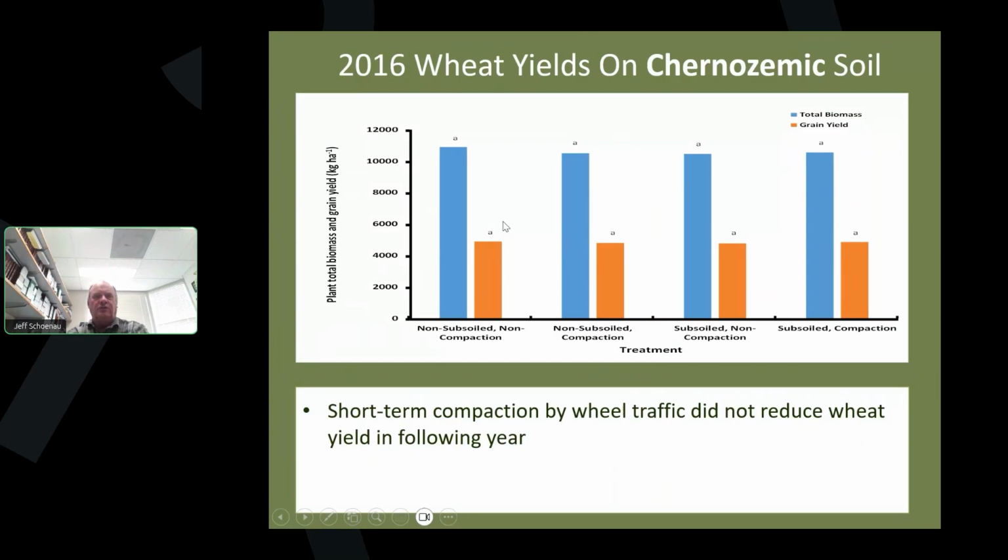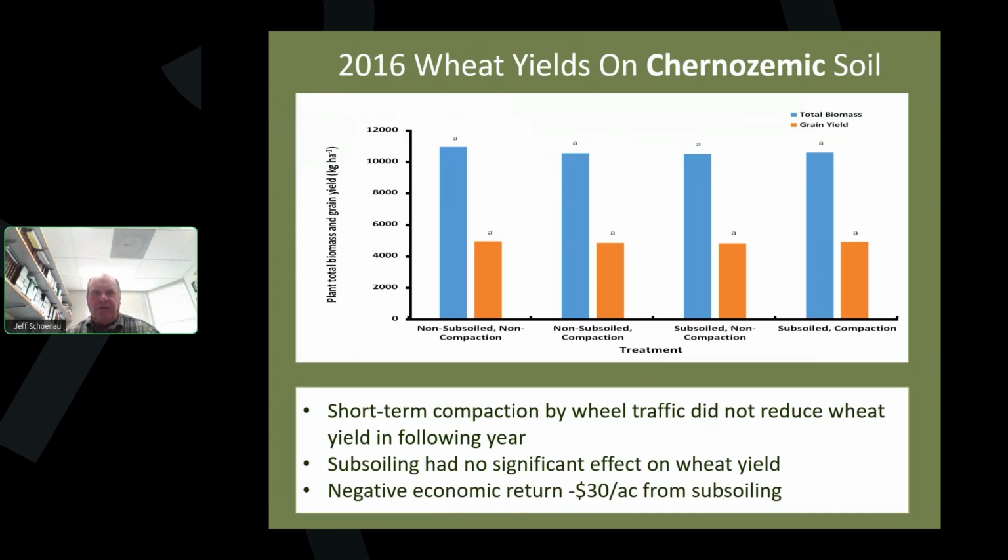Following that short-term compaction. And that probably reflects the fact that those freeze-thaw cycles that we experience in the winter, the fall, the early spring there in that Chernozemic soil probably got rid of a lot of that compaction. And overall, it was short-term and really was not as severe as what we saw in that long-term repeated 20 years of haul road out in that field. And so if you're not getting any yield increase from the operation, it costs you money to do it. We calculated out a negative economic return from that subsoiling operation.